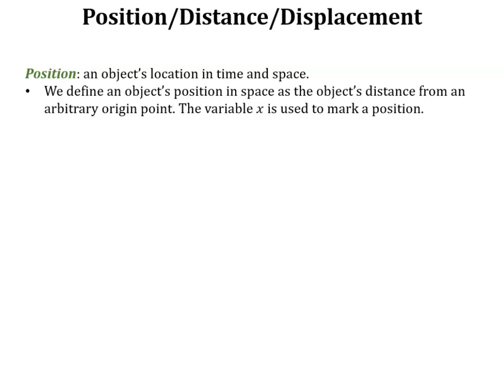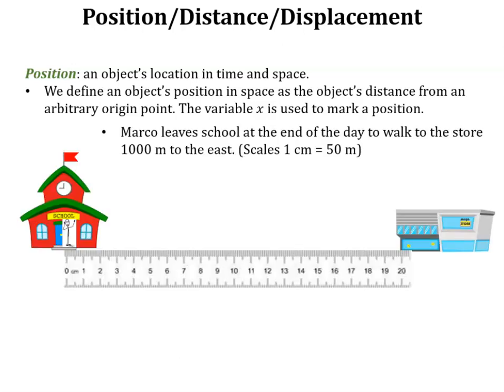All right, so position. Position is just an object's location in time and space. And whenever we have an object, we have to define that position with reference to an arbitrary origin point. And when I say arbitrary, it's because we can define what our origin is with whatever's convenient for us. Now, the variable x is what we use for position. So we're going to go through a story with Marco walking from school to the store, and we'll look at how his position changes and then his distance and displacement.